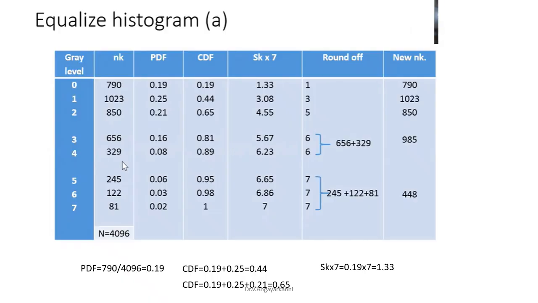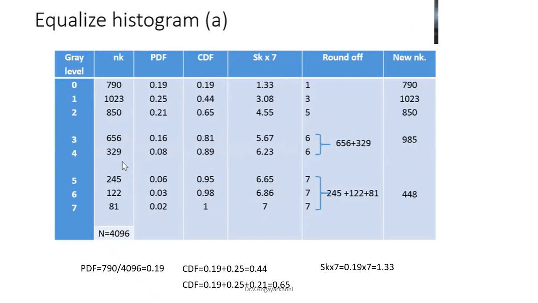First we write all the values: n value, number of values, probability density function, then cumulative probability, then sk into 7. That is L minus 1. L is 8. So 7 is multiplied with the SK value, and then rounded off in the next step. Then we get 6 from 656 plus 329. Both get the rounded value 6. So we are mapping it to 985. In the same way, 7 is obtained for the three values of n, 245, 122, 81. Those are added and considered as 448.